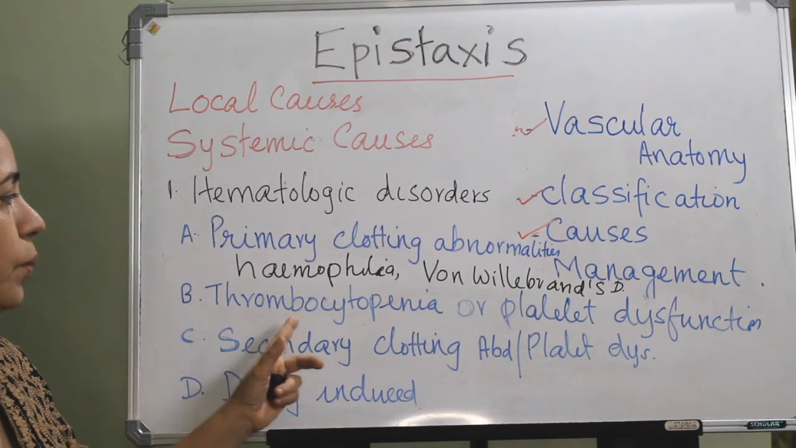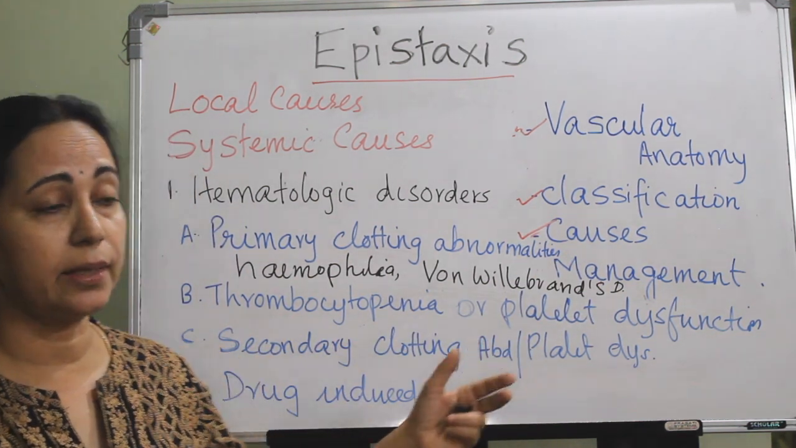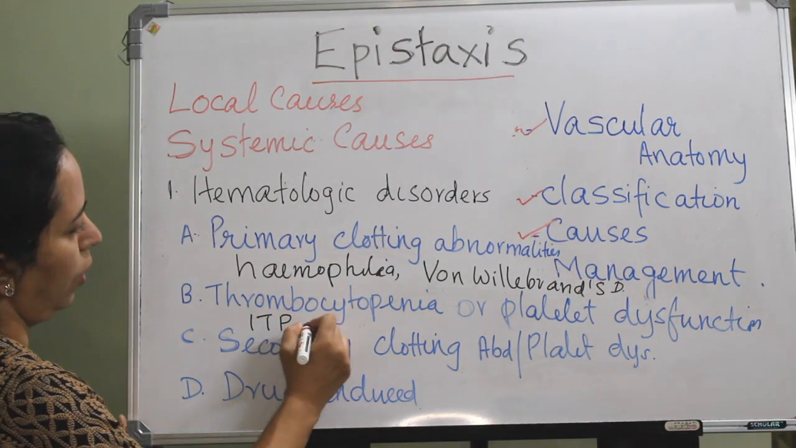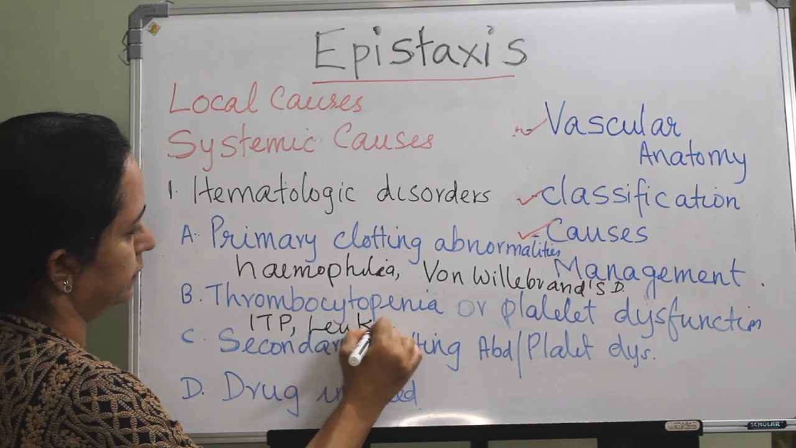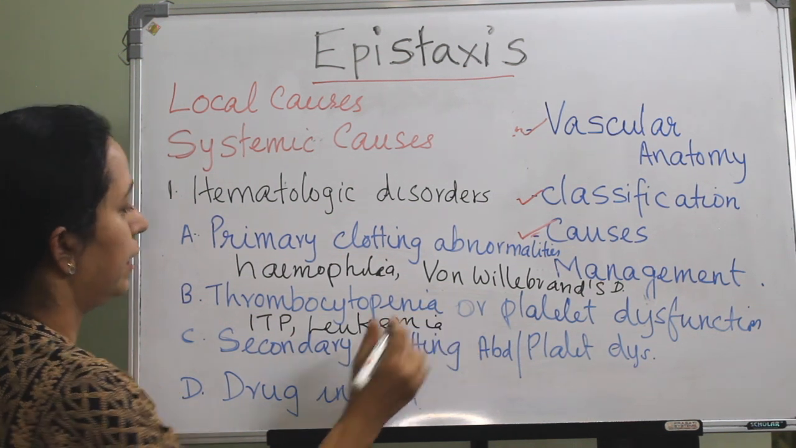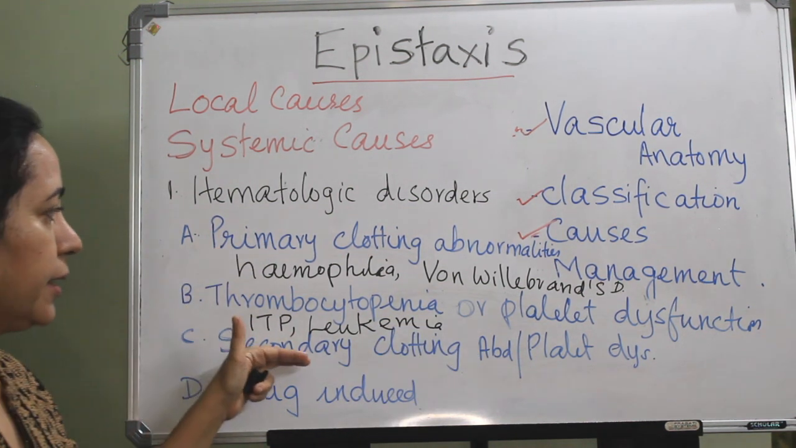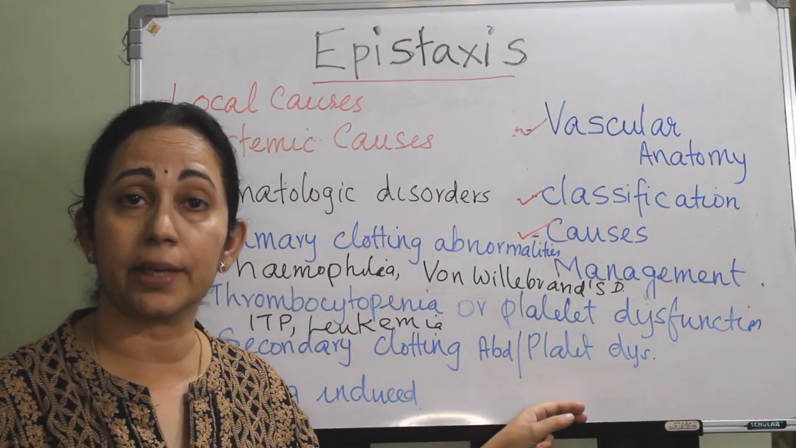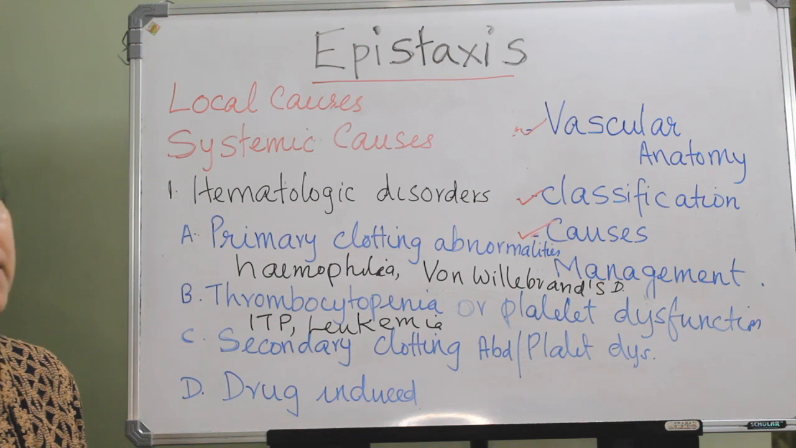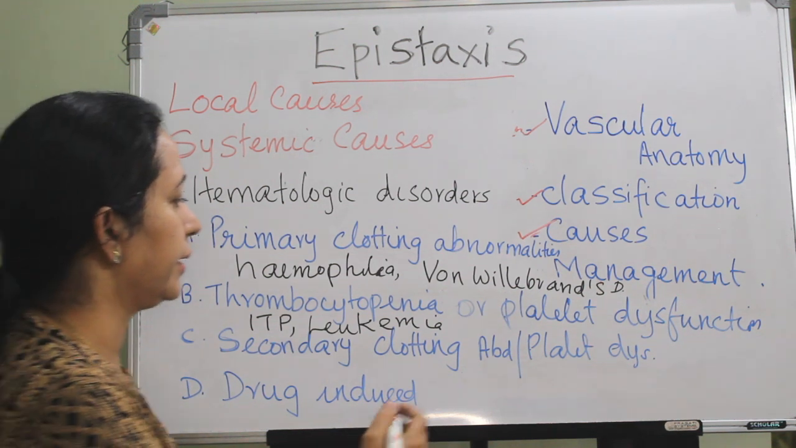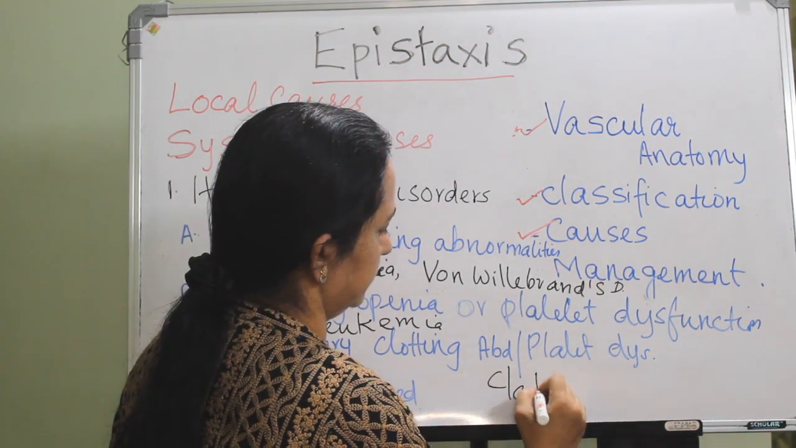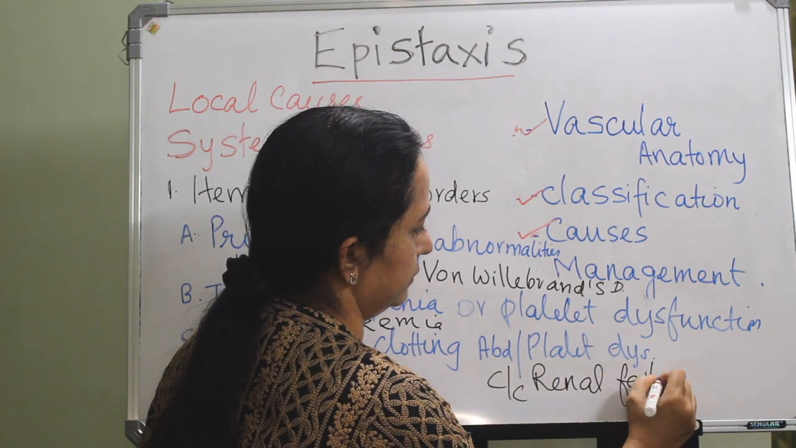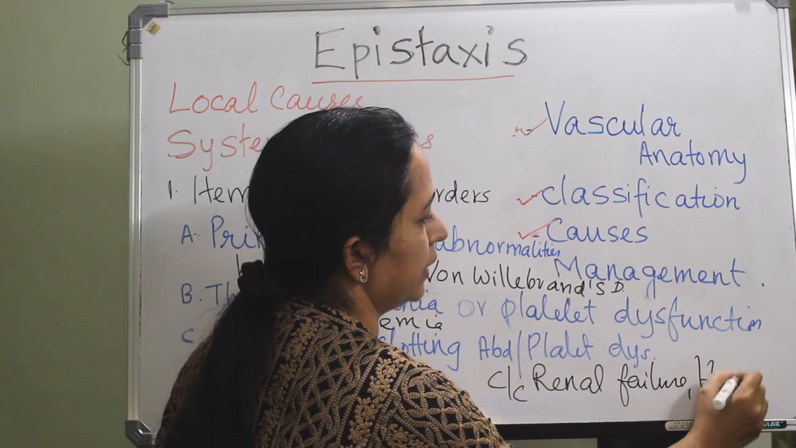Okay, then thrombocytopenia or platelet dysfunction like idiopathic thrombocytopenic purpura or leukemia. Okay, then these are primary, and secondary to clotting abnormalities or platelet dysfunction, that is clotting abnormalities or platelet dysfunction caused by some other disease like what? Like chronic renal failure or hepatic disorders or liver disease. Okay.